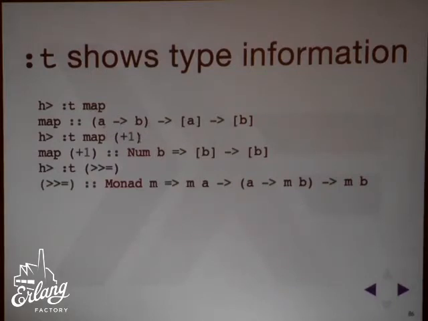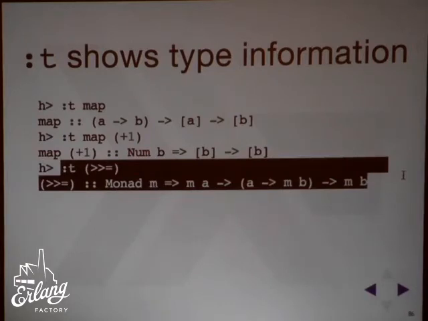And there's syntax called infix sections, so I can take this plus operator and have 1 on the right side. So I can make a function that adds 1 to the input very simply, and I can see what the type of this is. We can see it takes anything with the Num type class, given a list, and returns a list. And I can even see the type of the bind operator here.